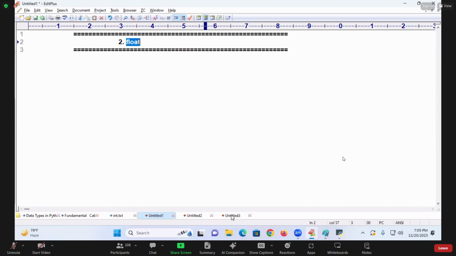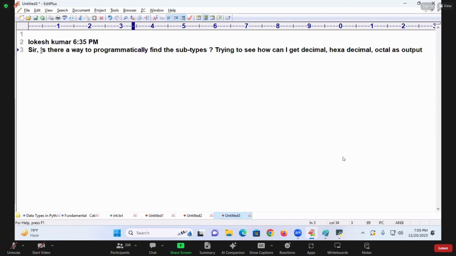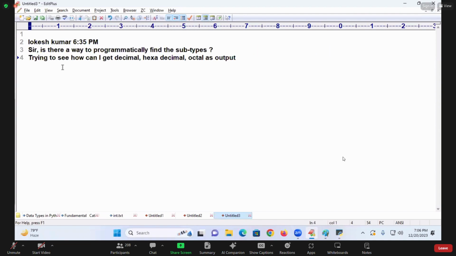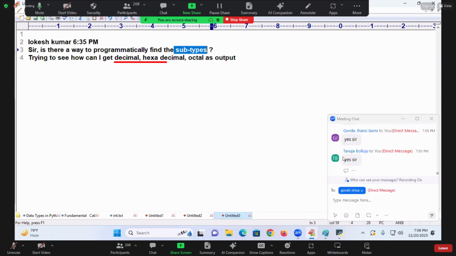Right. And Lokesh Kumar also has a small doubt. Sir, is there a way to programmatically find the subtypes? I am trying to see how I can get decimal, hexadecimal as output. What is it asking, programmatically finding its subtypes? I need some clarity on this question. How can I see that I get decimal, hexa, octal?